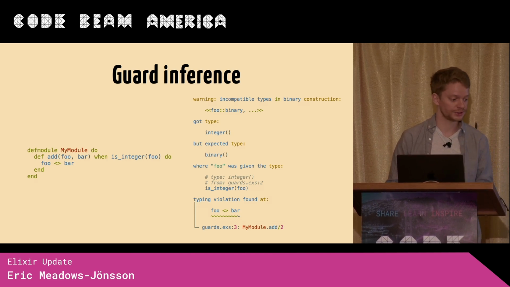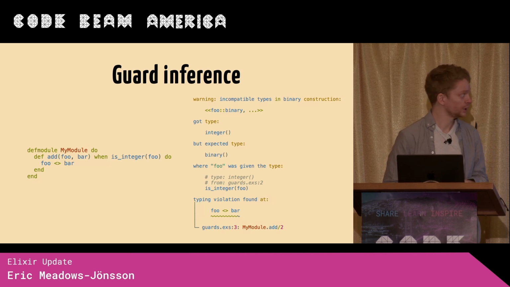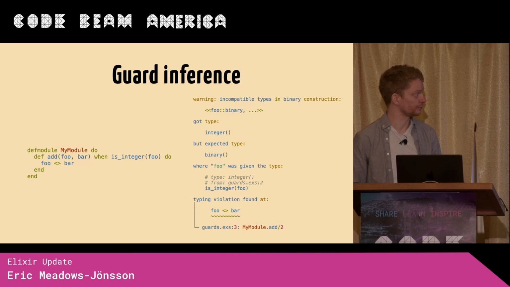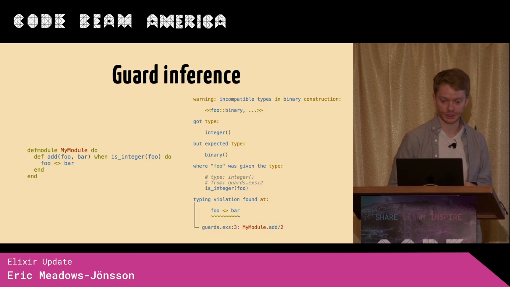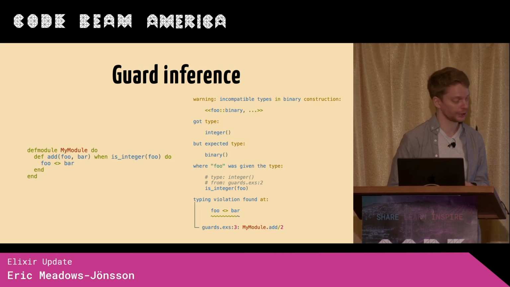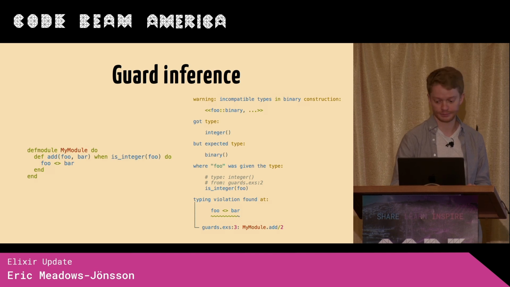So for guard inference, this is quite similar to the pattern inference that we have right now. In this example, if we can infer that our first argument foo here is a number, and if we do an operation that's not supported, like binary concatenation, we will get a typing violation for that.